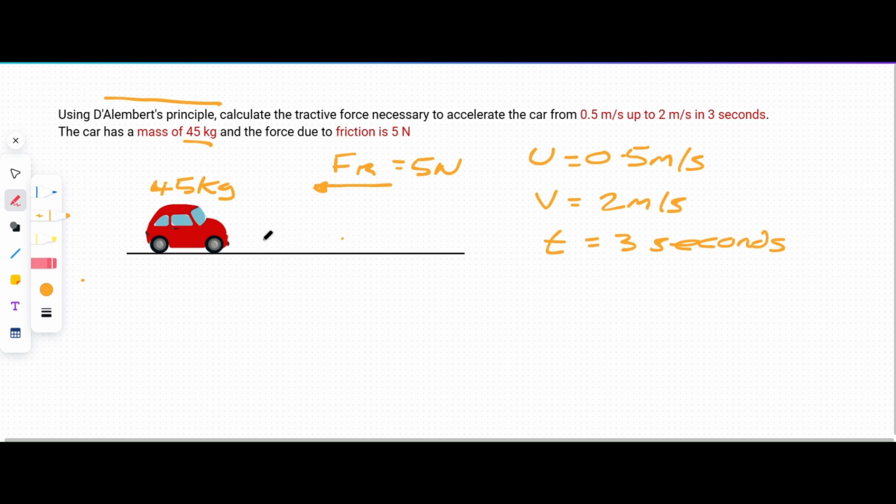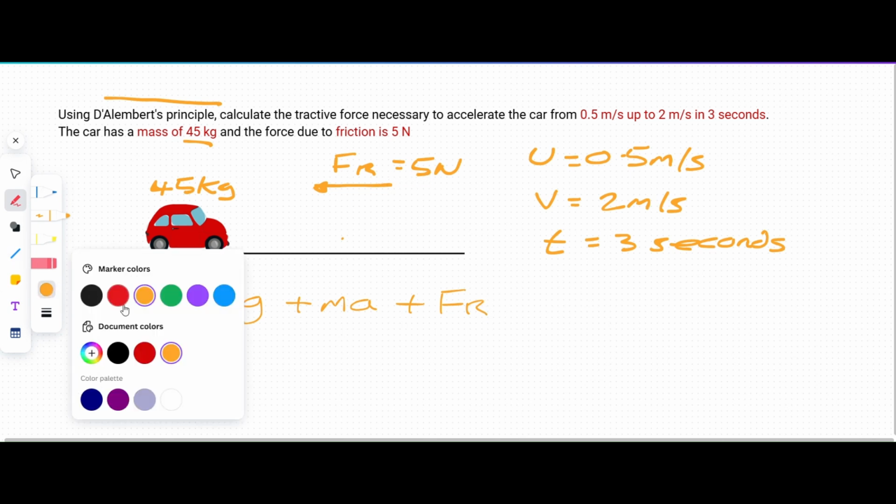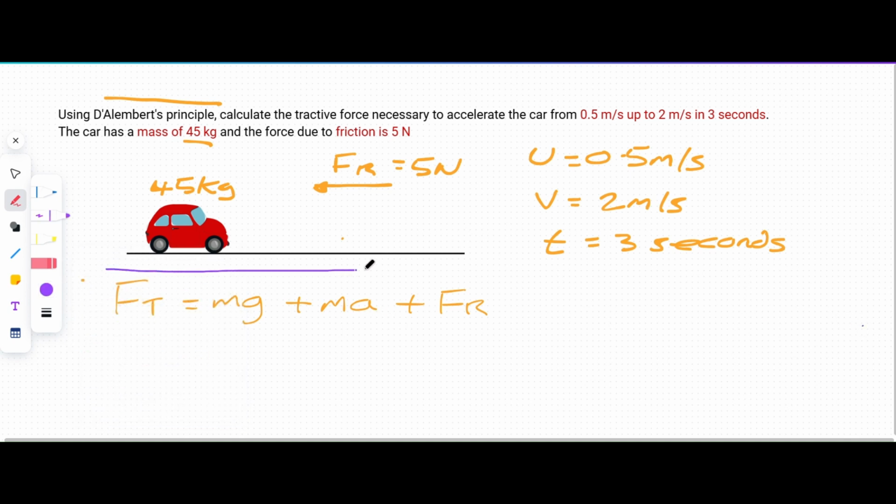Now it's D'Alembert's principle. So we know that Ft, the tractive force, is mg, where m is mass and g is gravity, 9.81, plus ma, where m is the mass of the car and a is the acceleration of the car, plus the force to overcome friction, which is Fr, which we know. So that there is D'Alembert's principle. We're not on a slope, so there's no angle involved, but that's what we've got to do.